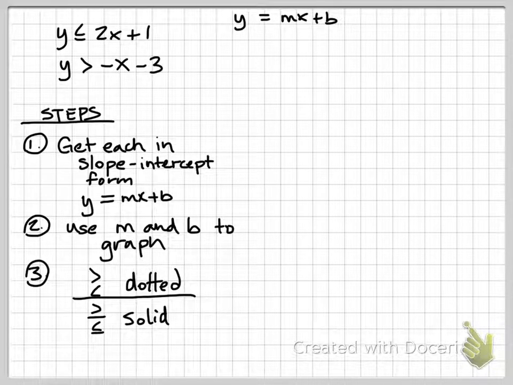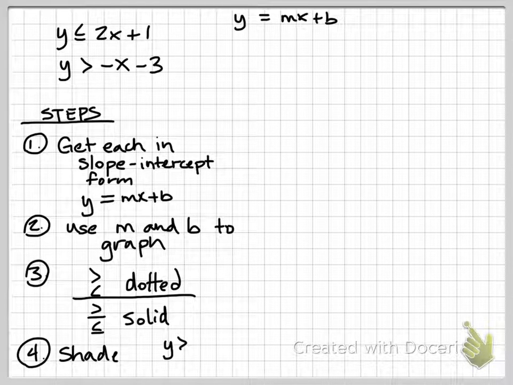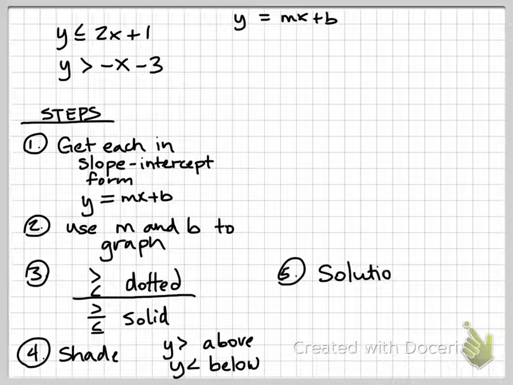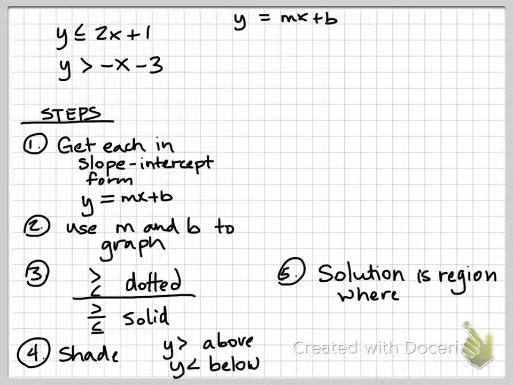And then after that, step 4, you're going to shade. You'll shade above or below. So y greater than, that's above. Y less than or equal to would be below. And your step 5 is you're going to pick out your solution set. Solution is the region where the shading overlaps. So it's shaded in both colors, basically, where the shading overlaps.